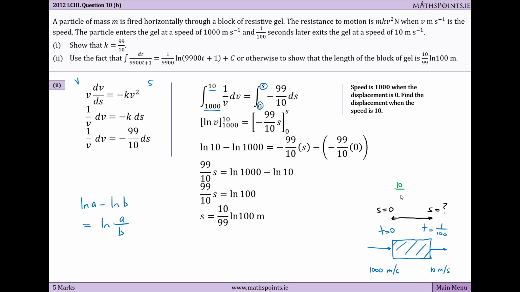And so that's the distance travelled by the particle in 1/100th of a second, and it's also the length of the block, as that's how long it took for the particle to pass through the block.